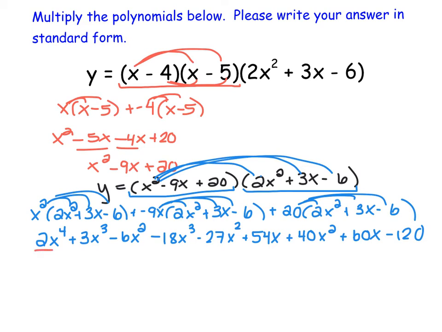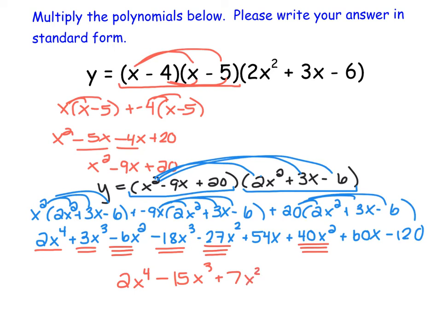So the first thing I look for is I notice that I have an x to the fourth, and I just have one of them, so that becomes 2x to the fourth. Then my next highest exponent is cubed, so I'm going to double underline the two that I see, and that positive 3 and negative 18 becomes a negative 15x cubed. I then see a couple of terms that contain x squared, so negative 6 and negative 27 become negative 33. Negative 33 plus 40 becomes a positive 7x squared.